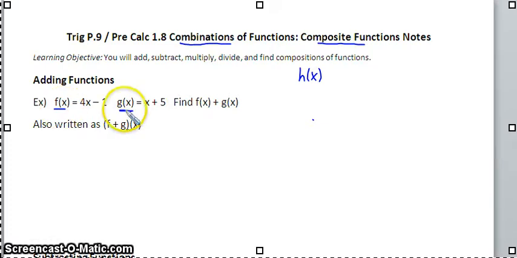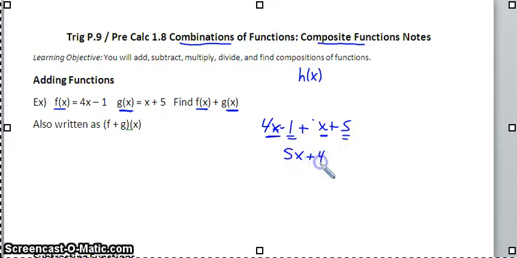If I ask you to add the two functions together, all you do is write the first function, the f function, so you're just writing what it's equal to, and you add to that the g function, x plus 5. And we use our rules for combining like terms. I've got 4x's here and I add one more. That's going to give me 5x's altogether. I've got a negative 1 here and I add 5 to that. I get a 4. Can't add those any further, so I get my answer.